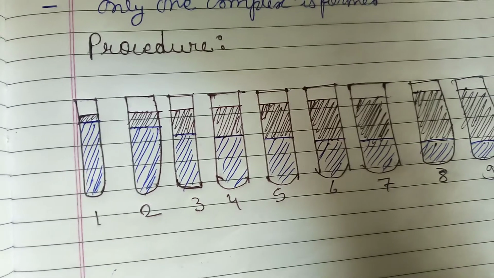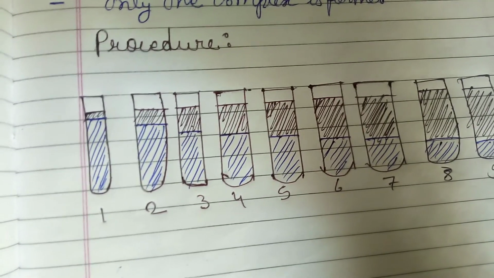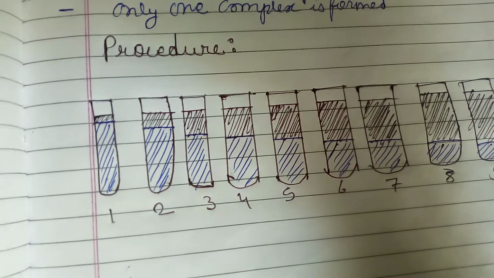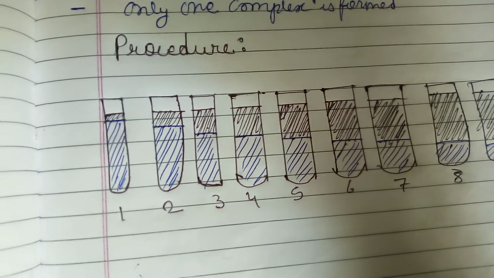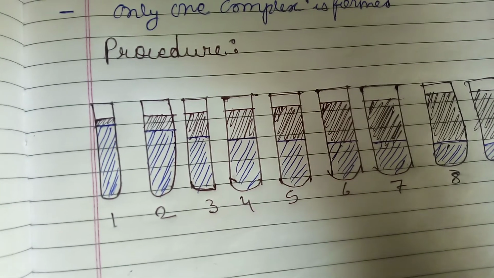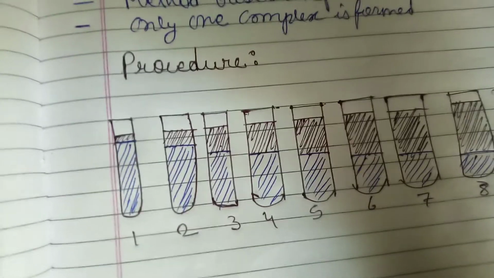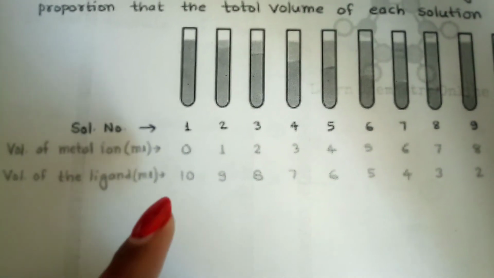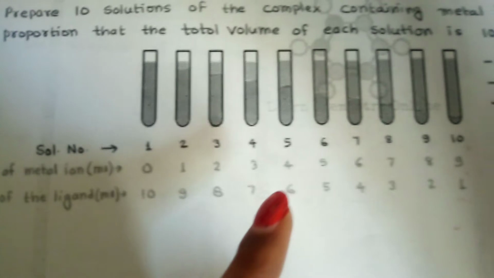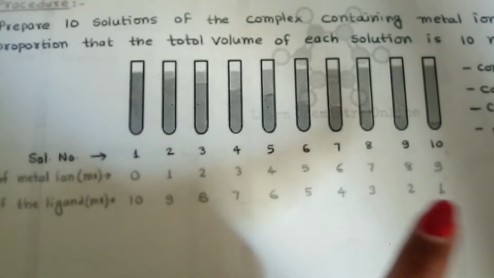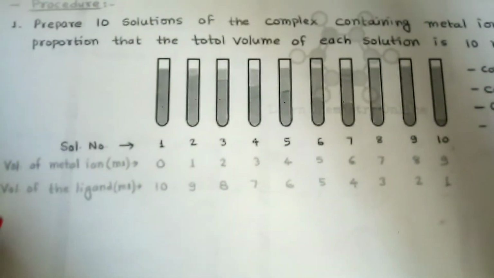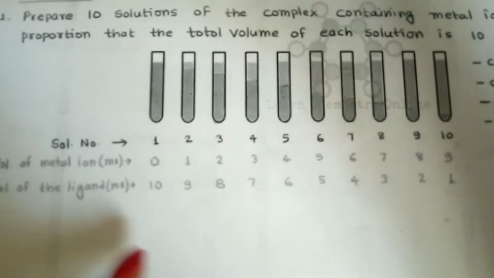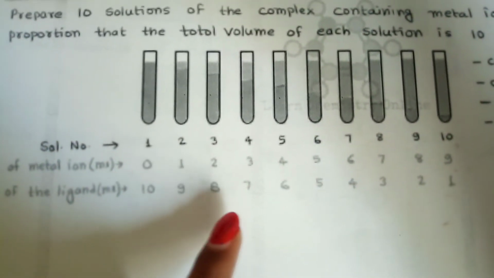Now we take our 10 test tubes. We fill them with solutions number 1, 2, 3 to 10. We can see that the volume of metal ion is 0, 1, 2, 3, 4, 5, 6, 7, 8, 9 ml across the test tubes, and the volume of the ligand is 10, 9, 8, 7, 6, 5, 4, 3, 2, 1 ml.